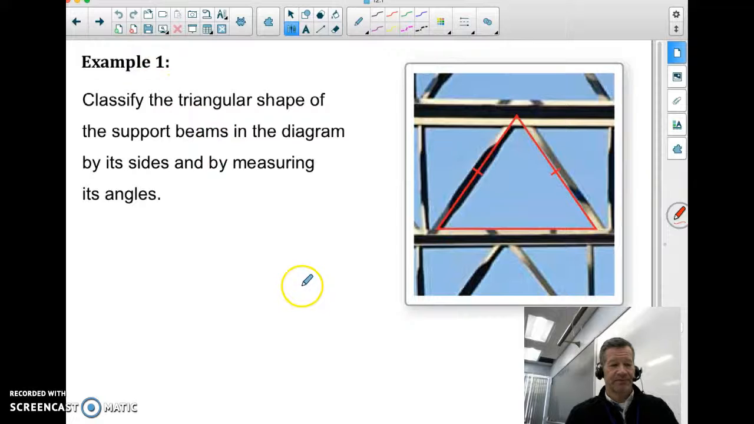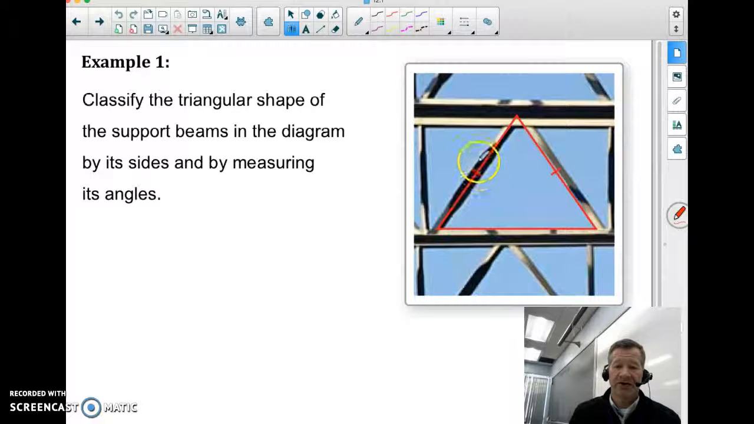So in this part right here, classify the triangular shape of the support beams in the diagram by its sides and by measuring its angles. I won't be able to measure the angles here. I don't have the ability to measure it on screen. We'll be doing that in class, however.